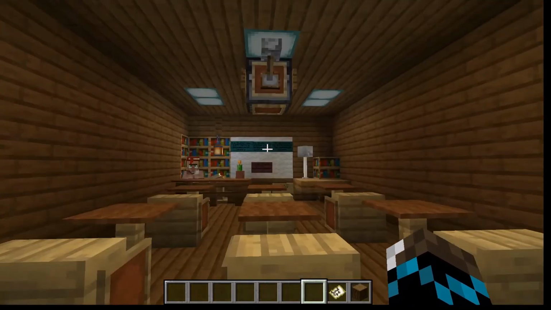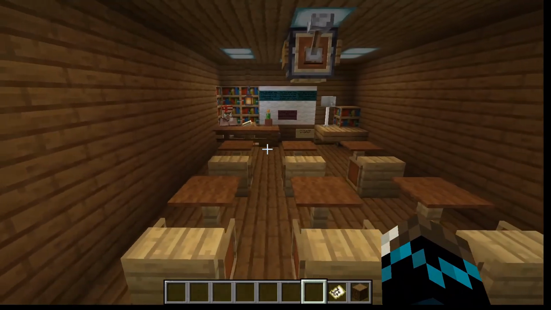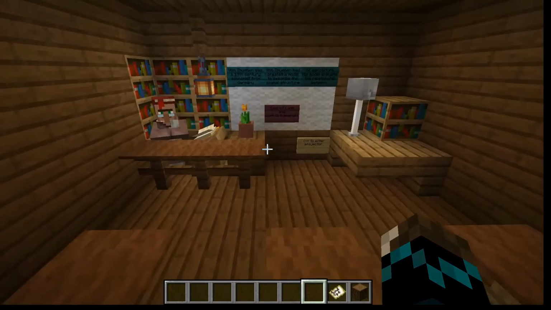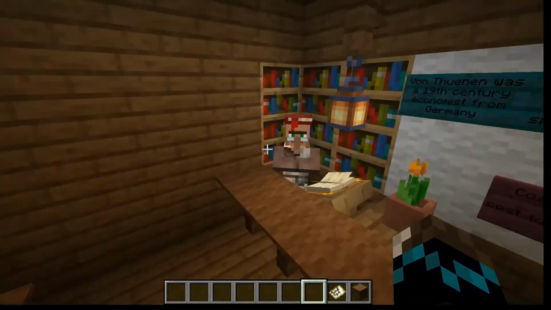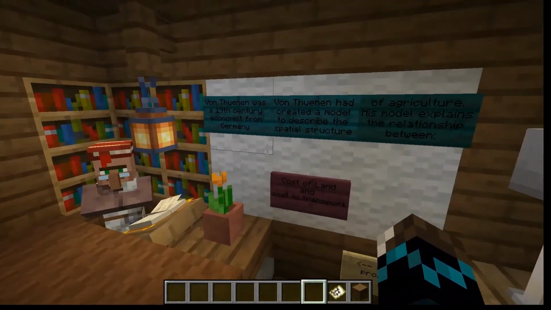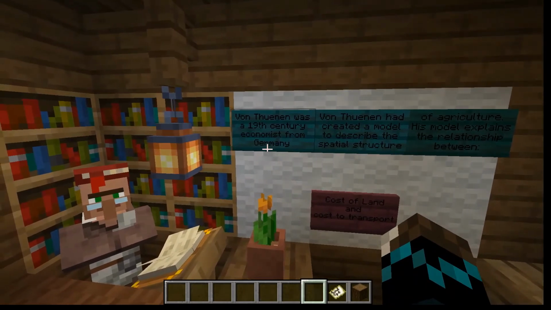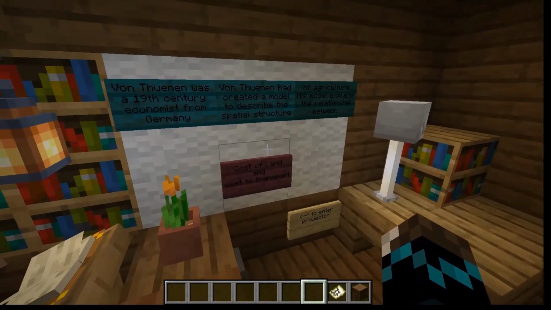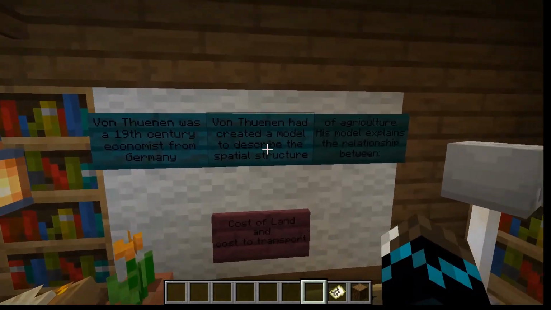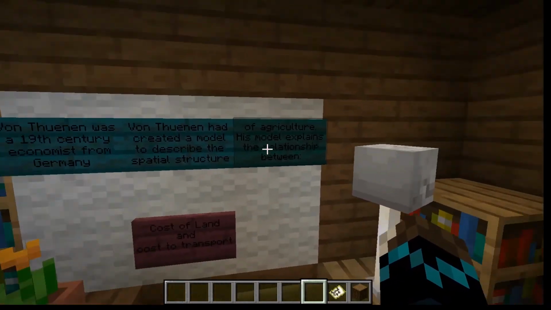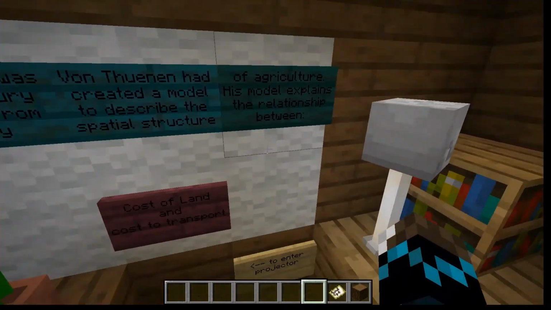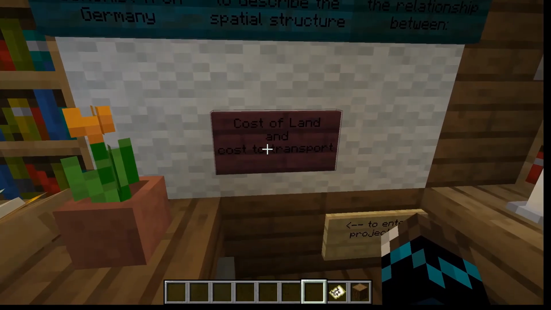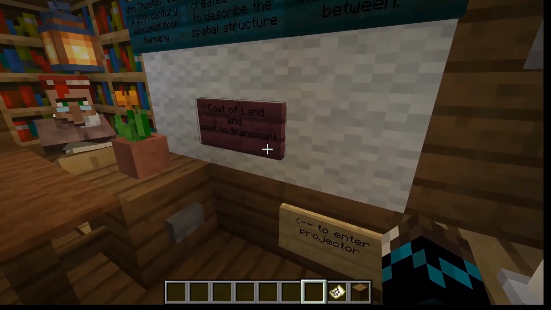All right, this is Bala, and this is my take on the Thunen model in Minecraft. The first thing we gotta know before we start is that Thunen was a 19th century economist from Germany. Thunen had created a model to describe the spatial structure of agriculture, and his model explains the relationship between the cost of land versus the cost to transport.